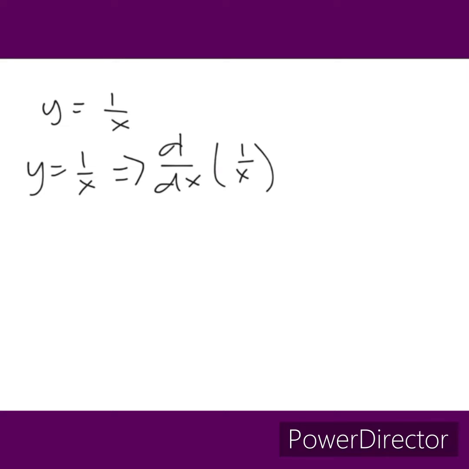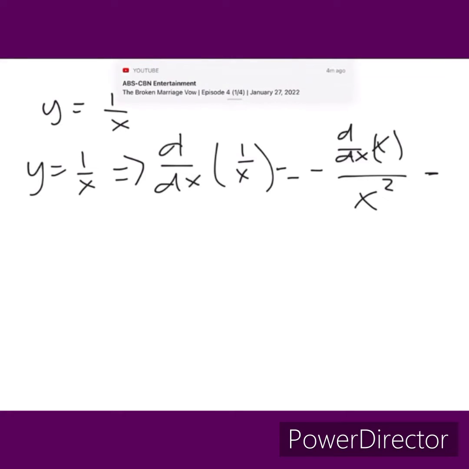Let's try an illustrative example. Find the indicated derivative of y is equal to 1 over x. So y is equal to 1 over x. The derivative of 1 over x, so we have negative derivative of x over x squared, is equal to negative 1 over x squared.